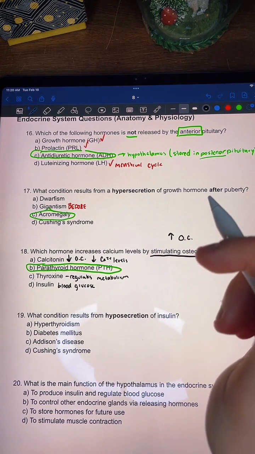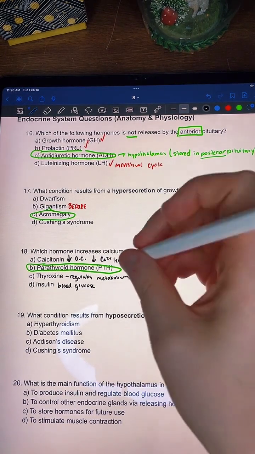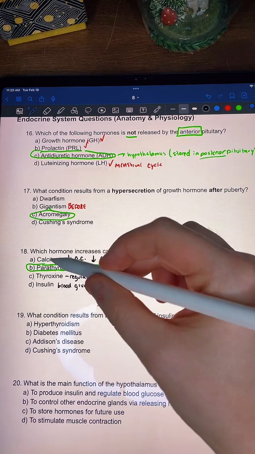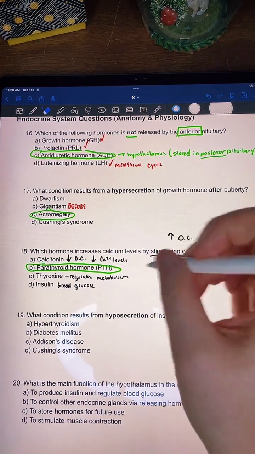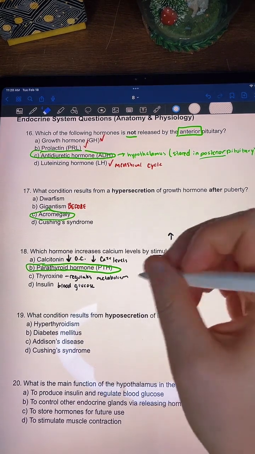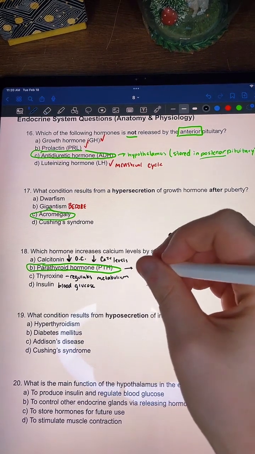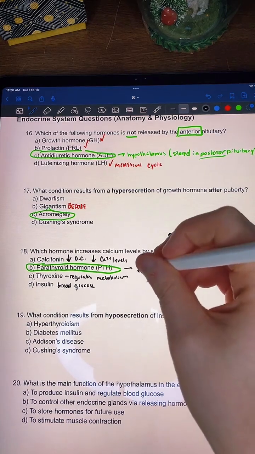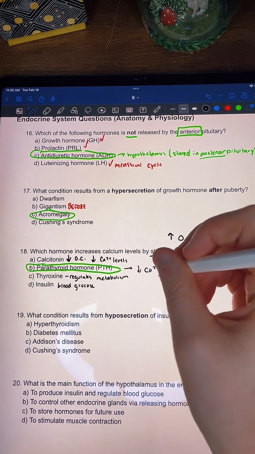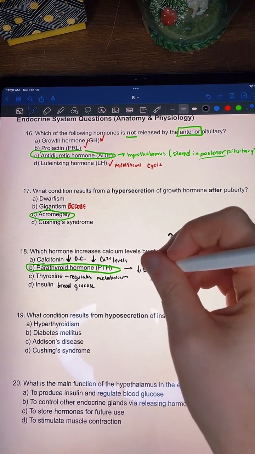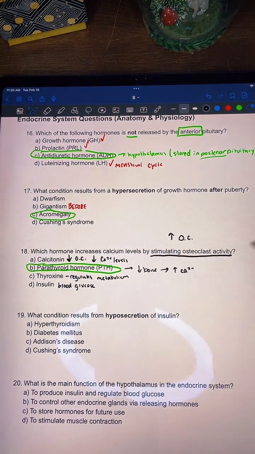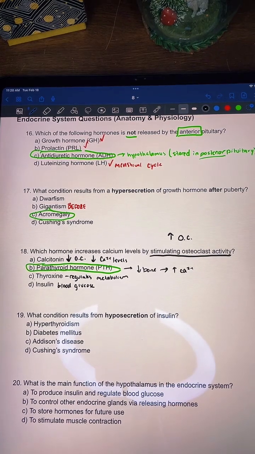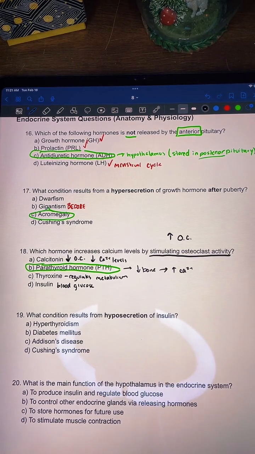But the parathyroid hormone acts when calcium levels are low, as opposed to calcitonin. What this does is it stimulates osteoclast activity. So when you break down bone, you release calcium into the bloodstream. So hopefully that made sense. Did that make sense, everybody? Before we move on.